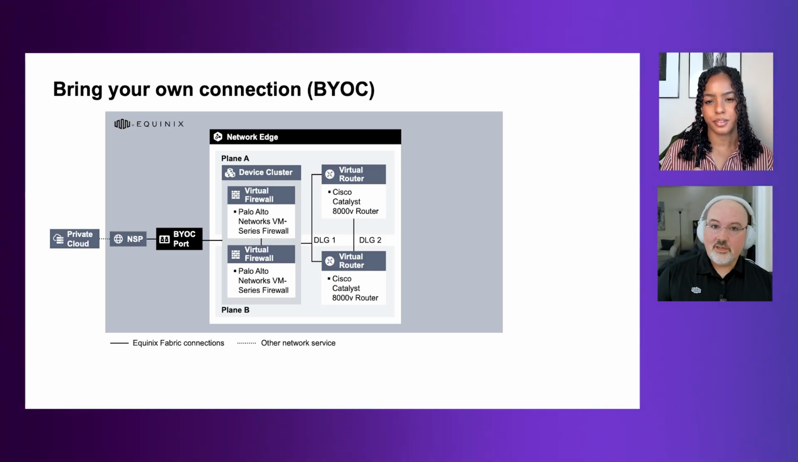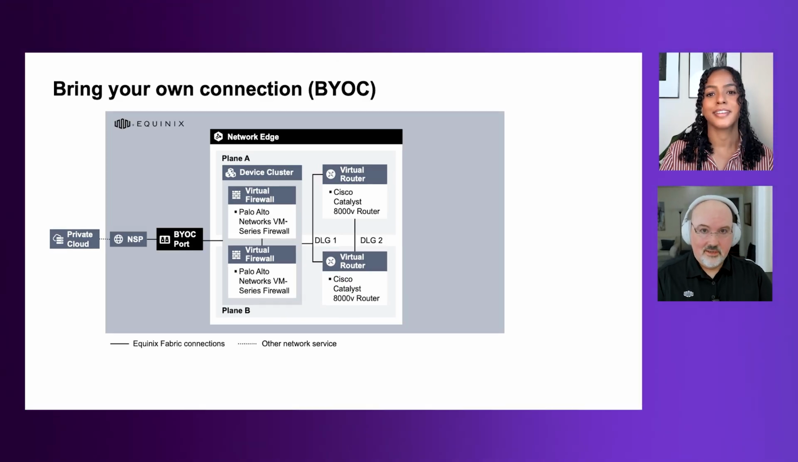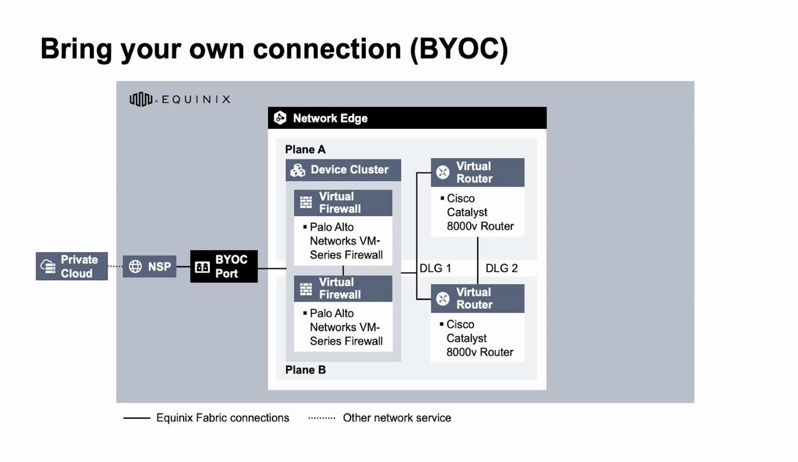So that's where bring your own connection, or BYOC, comes in. In BYOC ports, they let customers extend their network edge deployments to non-Equinix locations. This can be private data centers, private clouds, or remote offices through a network service provider circuit. It's what bridges your external environment into the Equinix ecosystem.